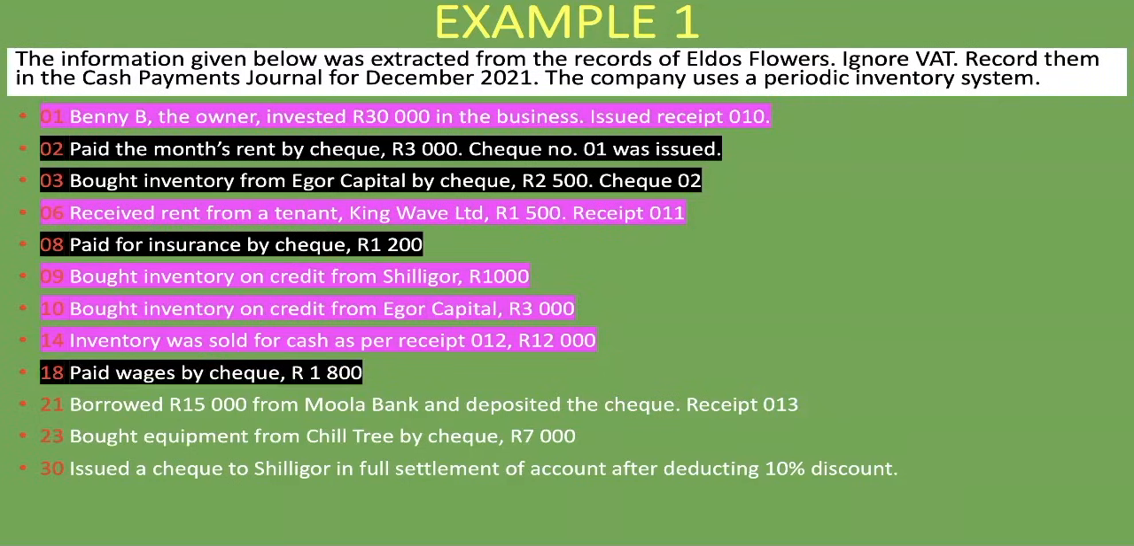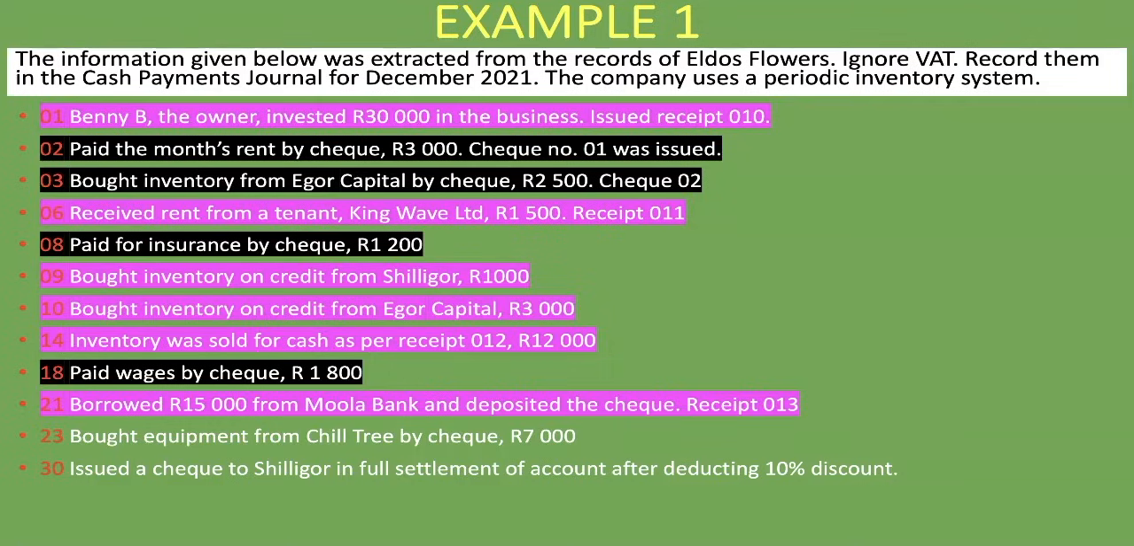On the 21st, we borrowed 15,000 rand from Mula Bank and deposited the check, receipt 013. Well, here we borrowed money and we deposited the check, meaning money was coming in and we're not paying out. So it does not go into the cash payments journal. So let's highlight that one.